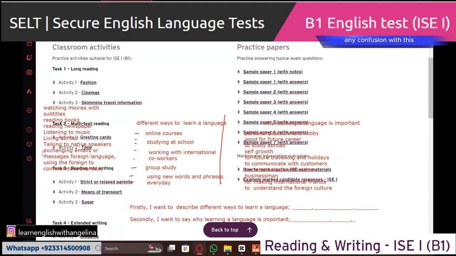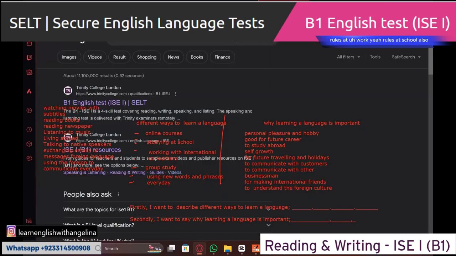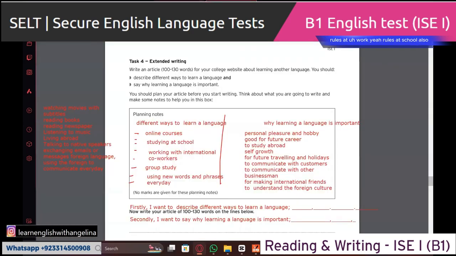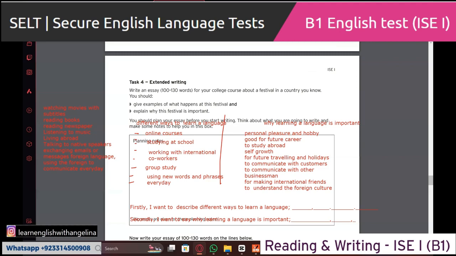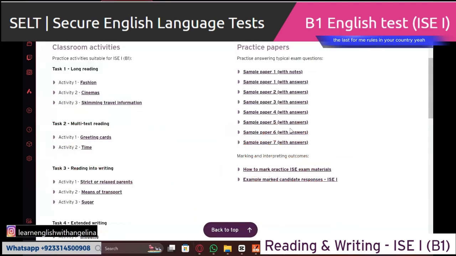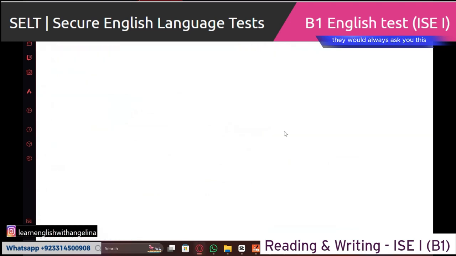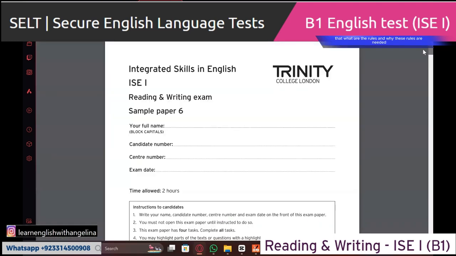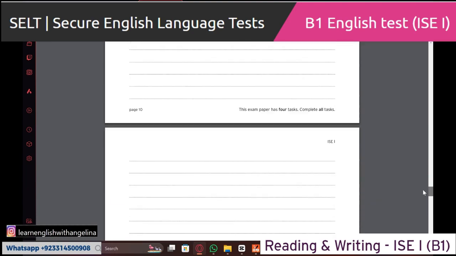Any confusion with this? No. What were the second ones? Rules at home, rules at work, rules at school also, and the last one, rules in your country. They would always ask you what the rules are and why these rules are needed.